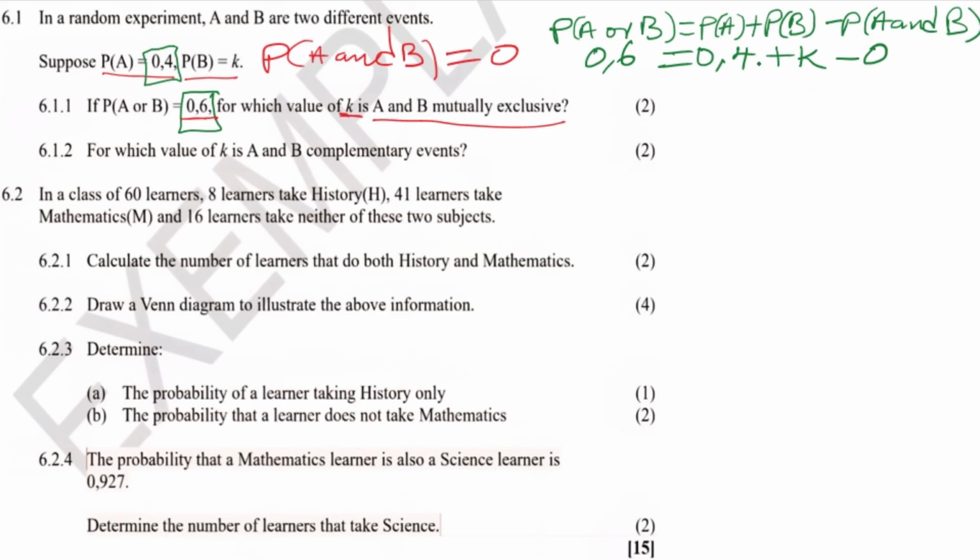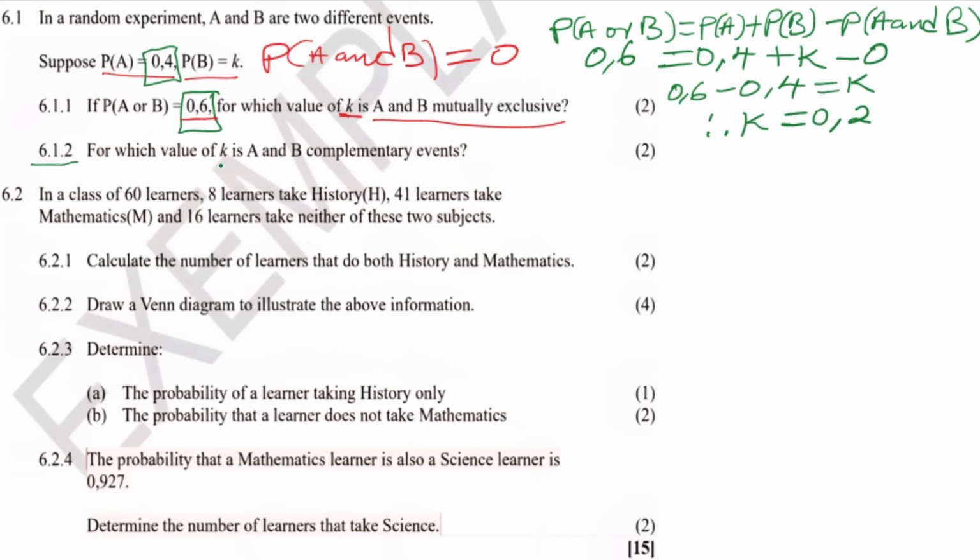So now we need to solve for the value of K. You take this 0,4 to the left hand side of the equation. That will be 0,6 minus 0,4 is equal to K. Therefore, the value of K is equal to 0,2.